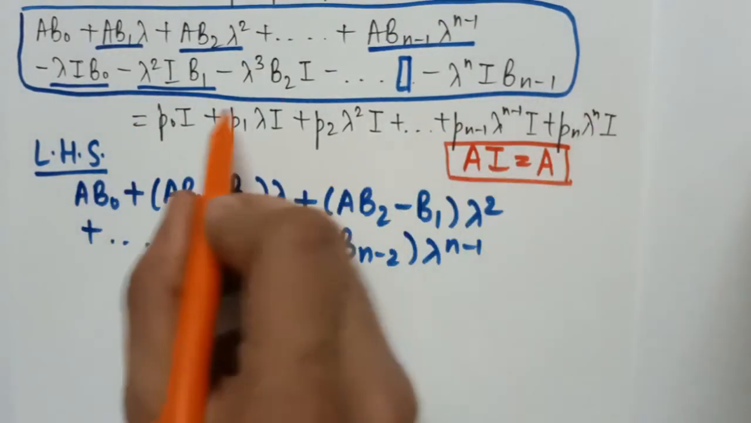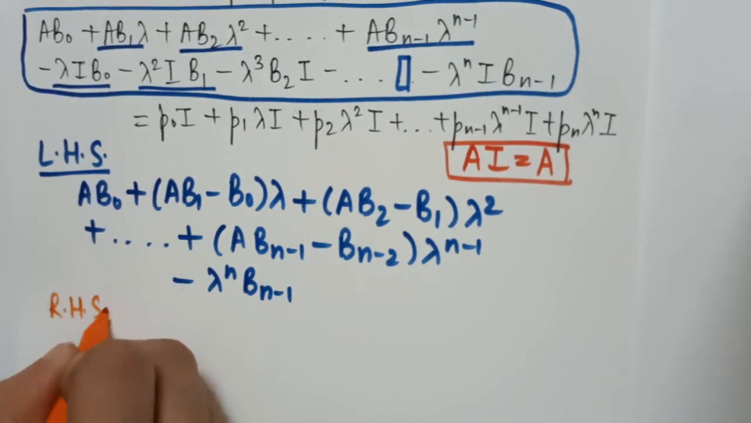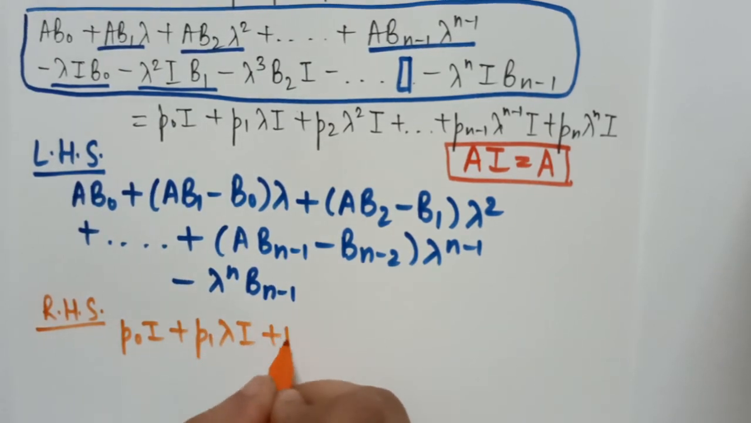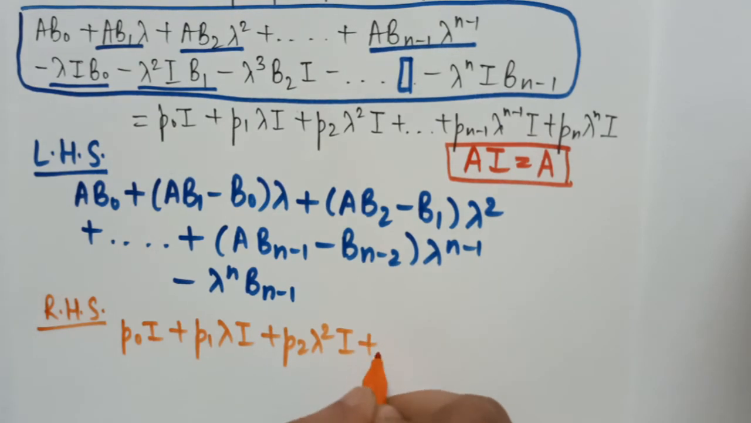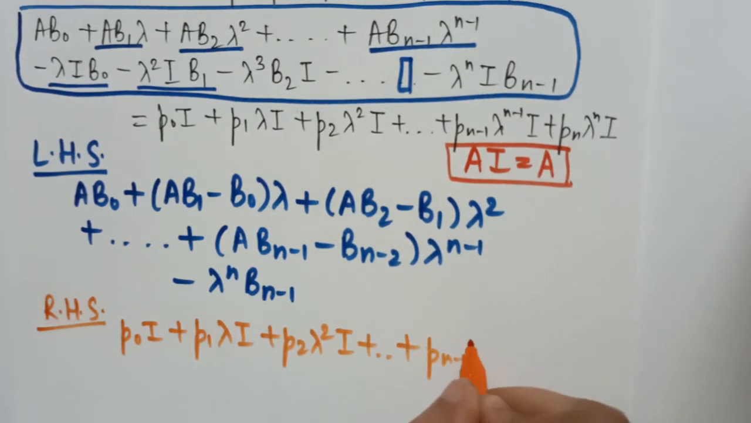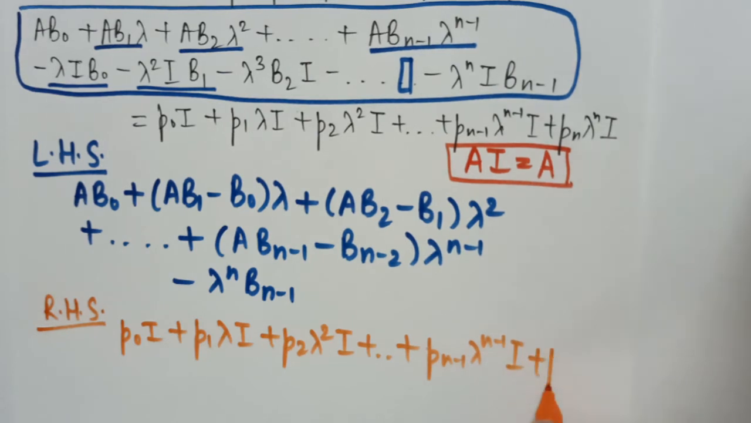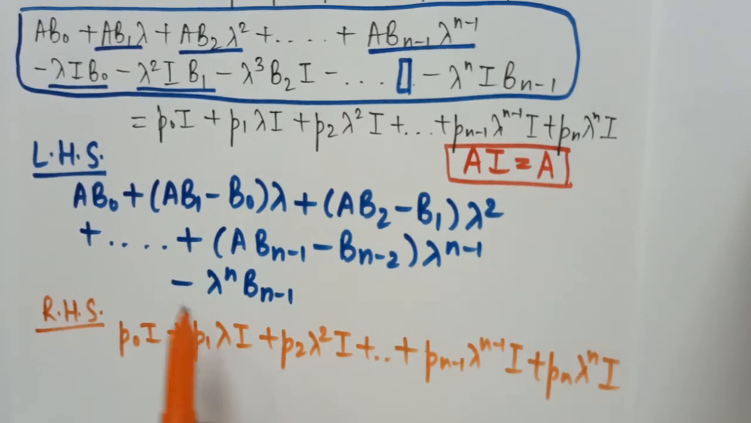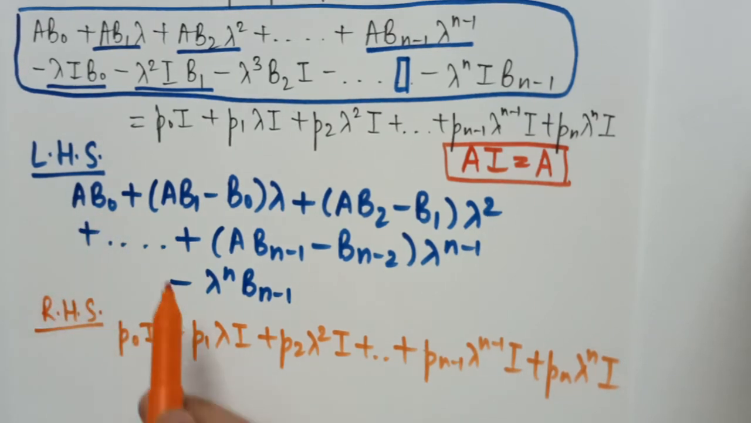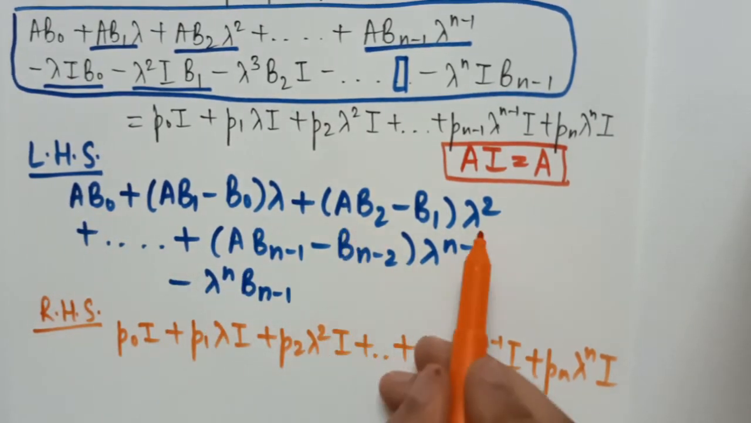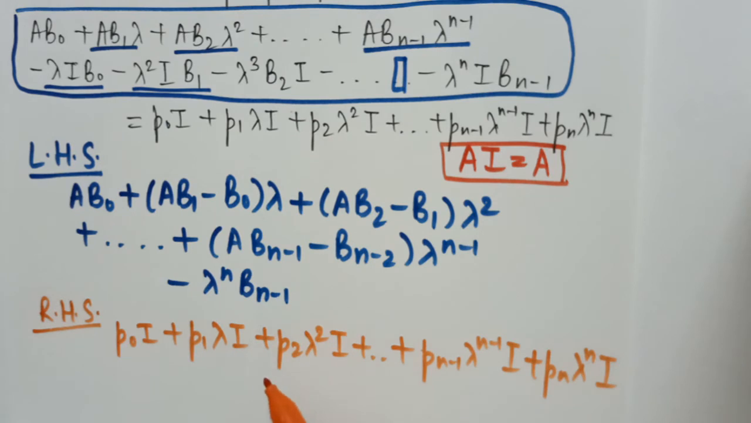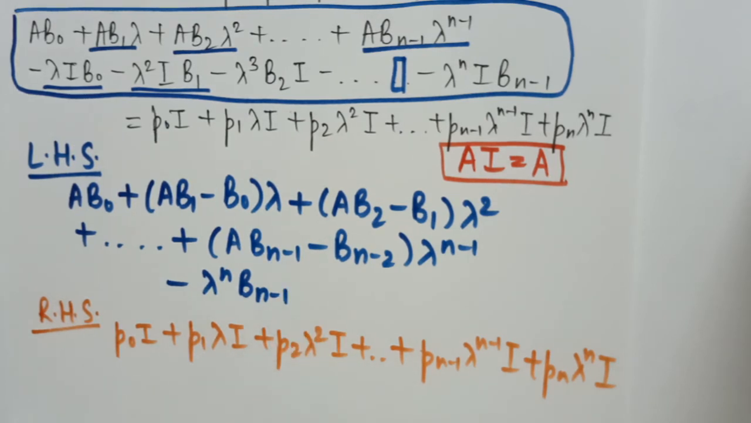Simply writing this RHS again, p0 I plus p1 lambda I plus p2 lambda square I plus up to p_{n-1} lambda^{n-1} I plus p_n lambda^n I. So now these two equations are equal, and now one can clearly see that there is a constant term and there is a constant term. There is a term in lambda, there is a term in lambda, there is a term in lambda square, and there is also a term in lambda square. So continuing the same way, we can equate both these equations and their coefficients. So let's do it.